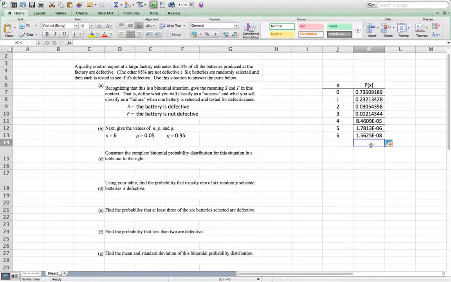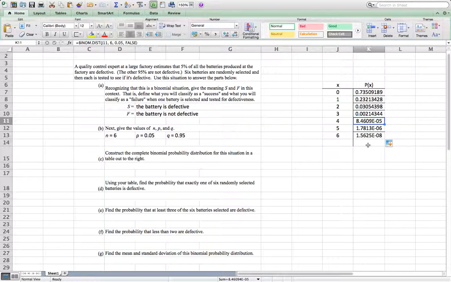Notice this value. What does this mean? This means the probability of x equals 4. That means the probability of 4 batteries being defective. This number is very small. Notice this notation, 8.4609 e to the negative 5. This means 8.4609 multiplied by 10 to the negative 5 power. This is a very small number. So this is our table.